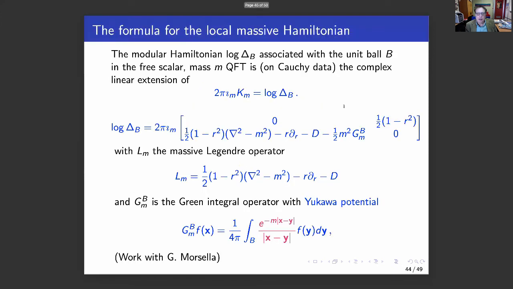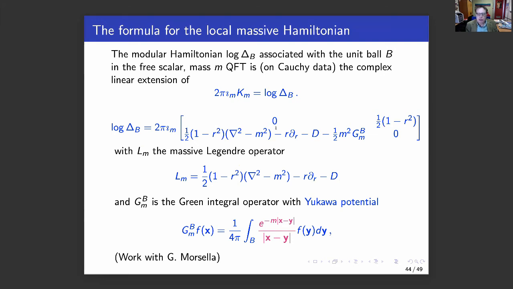Okay, let me go directly to the massive case. This is a problem that remained open for half a century, I would say. It was solved in this paper with Morsella, and it gives the modular Hamiltonian in the massive case.